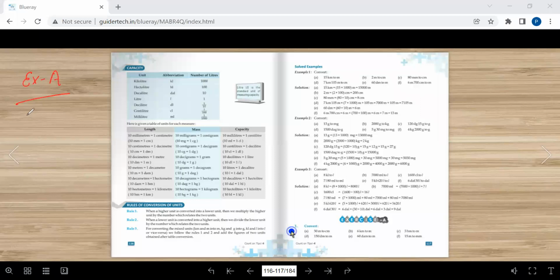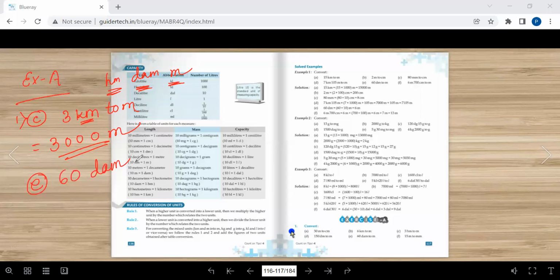Okay, now the next one. I am doing number C. 1A is done, then C: 3 kilometer, 2 meter. Now count: kilometer, hectometer, decameter, meter. Hectometer, decameter, meter, 3 places. So how many zeros will be there? Then put the meter unit. Okay, now I am doing number E: 60 decimeter to meter. Now look at this.